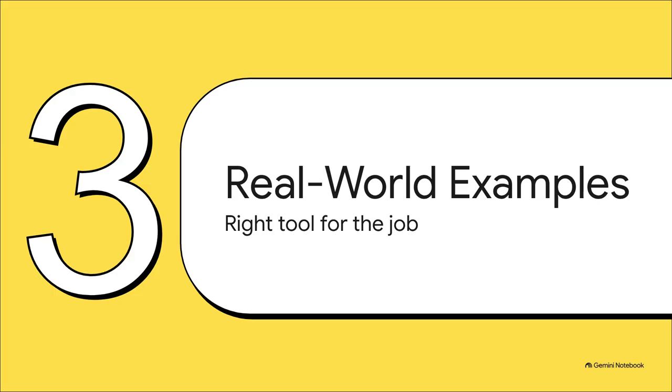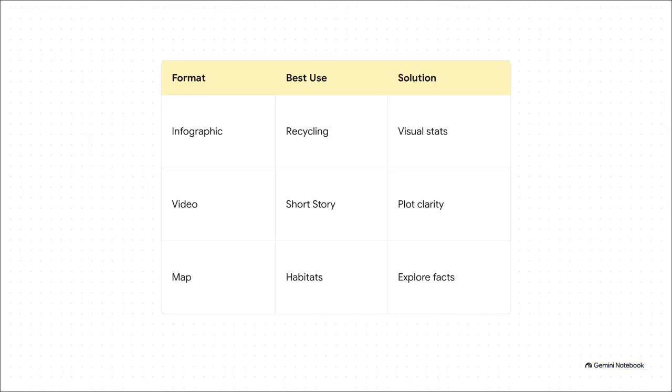Section 3, real-world multimodal examples. I want you to really imagine yourselves creating these exact projects for your upcoming classes. Seeing finished products helps us understand why we use specific modes for specific problems. Now, what's really interesting here is how each specific format solves a communication problem perfectly. Say you read an article on recycling. An infographic is the perfect format there. Why? Because visual stats help your audience actually remember the data.